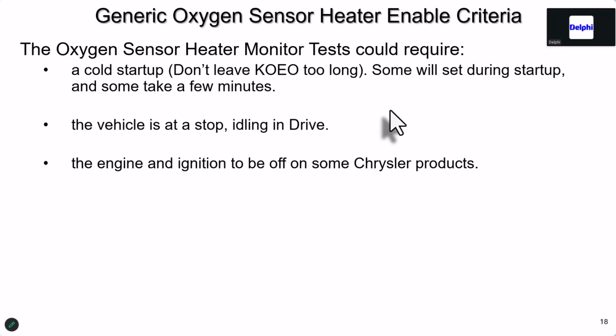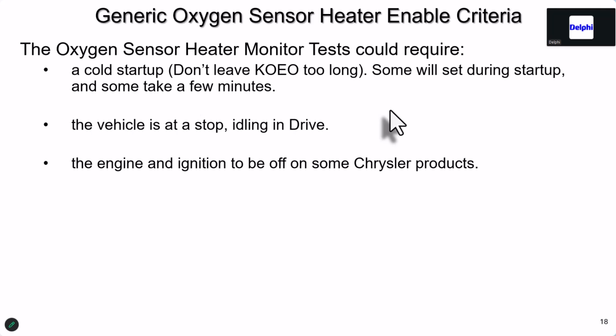Don't leave the key on too long in some cars, because what will happen is, like GMs, it can void it out. Some will test during startup, and some take a few minutes after startup, which I'll show you. Some can run at a stop, idling, and drive. And that same vehicle I'm going to show you will run it at cruise, depending on how you started it up, what temperature it was at.